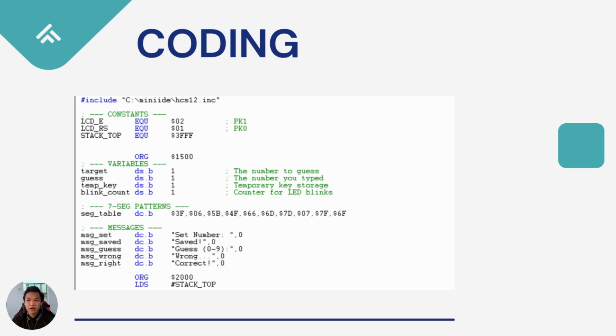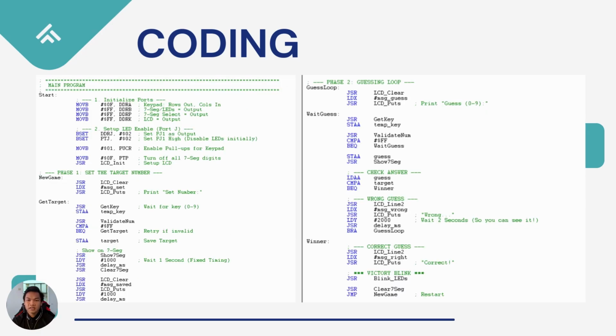We first set up our memory structure. We map out our variables to address 1500. This includes storage for the target number, the secret number, the user's guess, and a temporary variable for the keypad input. We also define a segment table here, which holds the hexadecimal patterns required to display numbers 0 through 9 on the 7-segment display. Finally, we store our LCD strings such as set number and correct as constants to be called later during the game phases.